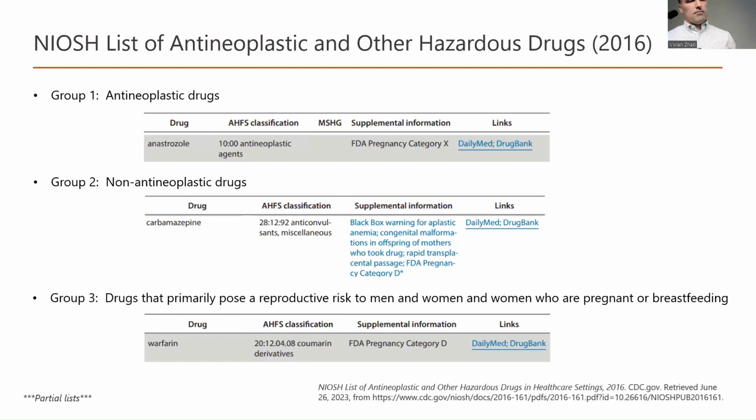Here's just an example of the 3 different groups, group 1, group 2, and group 3. So you can see group 1 is antineoplastic drugs like anastrozole, group 2 is non-antineoplastic drugs like carbamazepine, and group 3 are drugs that primarily pose a reproductive risk to men and women who are pregnant or breastfeeding. I think it's important to note here that for a group 1 drug, we can see that anastrozole is FDA pregnancy category X, right? So you can see that in addition to being a group 1 drug, it could also pose a reproductive risk to men and women, right? And women who are pregnant or breastfeeding. Same thing for group 2 drugs. They can fall in the group 3 category.